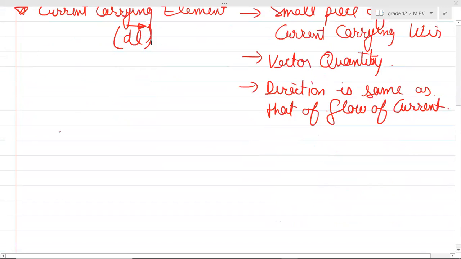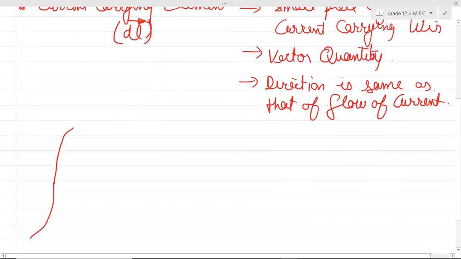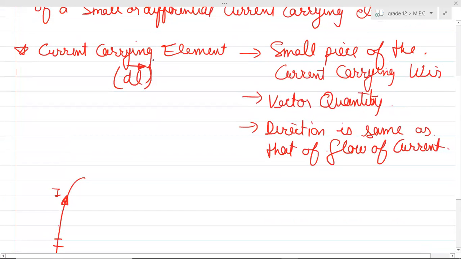So suppose, guys, there is a current carrying wire like this, a random shaped wire, whatever it is. And if I say there is a small current carrying element over here, the current is going through the wire in this direction. First of all, why do we need to take this current carrying element? Can't we take the direction of current? No, we cannot take the direction of current because current is a scalar quantity, technically speaking. So that's why we cannot take the direction of current.